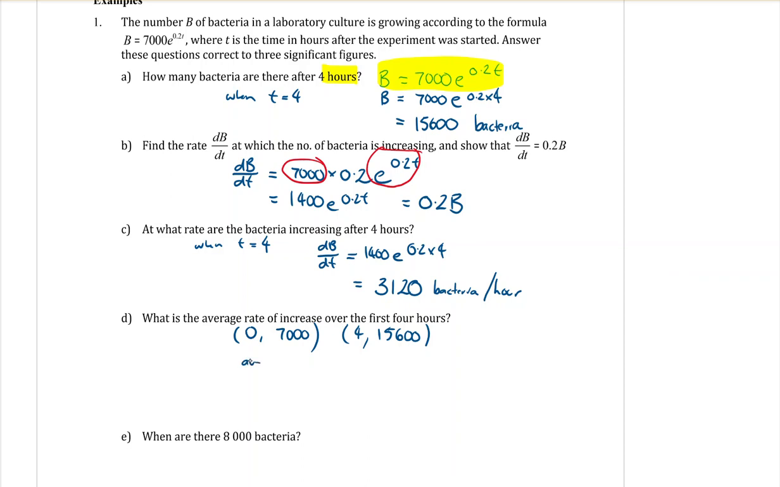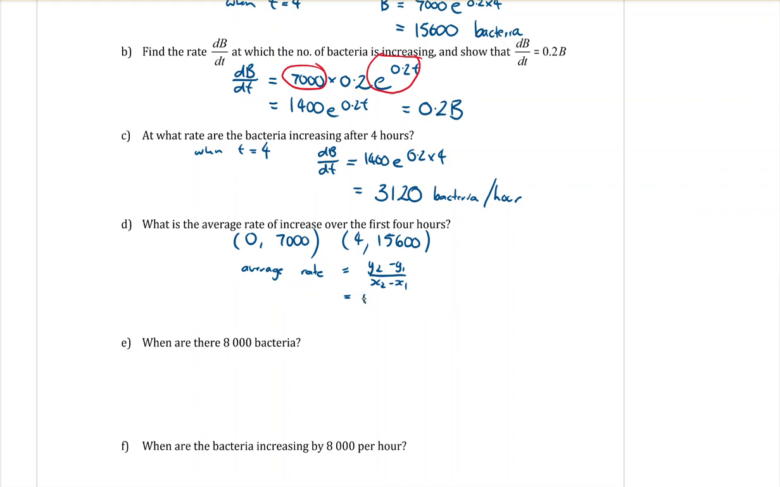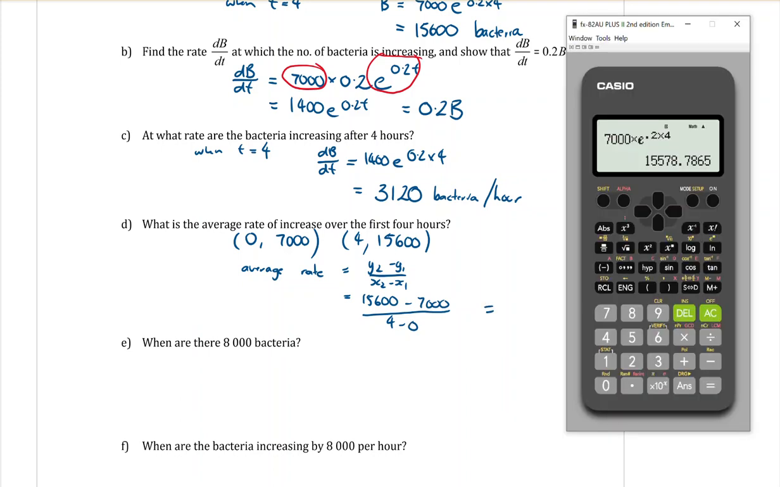So the average rate is going to be using the gradient through 2 points, y2 take y1 over x2 take x1. And we sub in from those points. So y2 is 15600 minus y1, which is 7,000, over 4 take away 0. Has anyone calculated that? Oh, I think I heard 8,600?